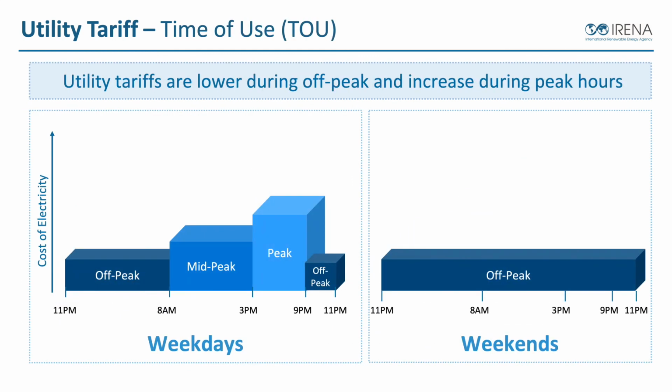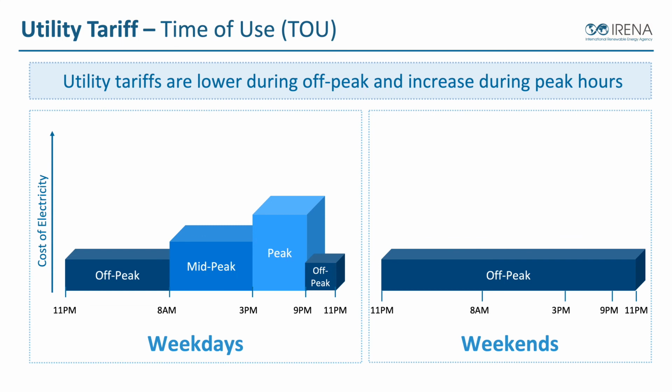Next thing we're going to look at is what we call a time of use structure. So this means that utility tariffs are lower during off-peak and higher or increased during our peak hours. So if we look at this example here on the left, we're saying weekdays, we have an off-peak, a mid-peak, and a peak rate structure. So as those blocks go up, the price of electricity goes up throughout those times of the day.